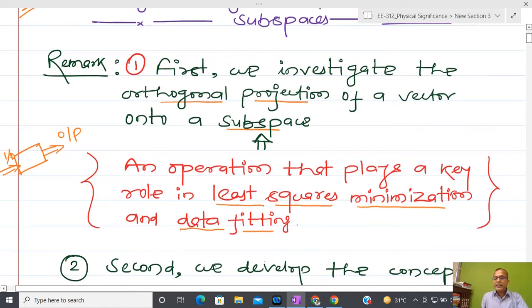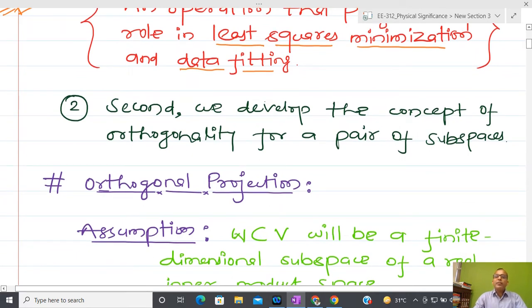The second thing is that we are also going to develop a concept in today's lecture: how one can talk about orthogonality for a pair of subspaces. In the first place we have vectors: I have a vector and some subspace, and I am going to project this vector on this particular subspace. So this is one kind of operation. The second class of operation: now I have two subspaces, and I am going to project one subspace onto another subspace, and then we are going to talk about the concept of orthogonality.